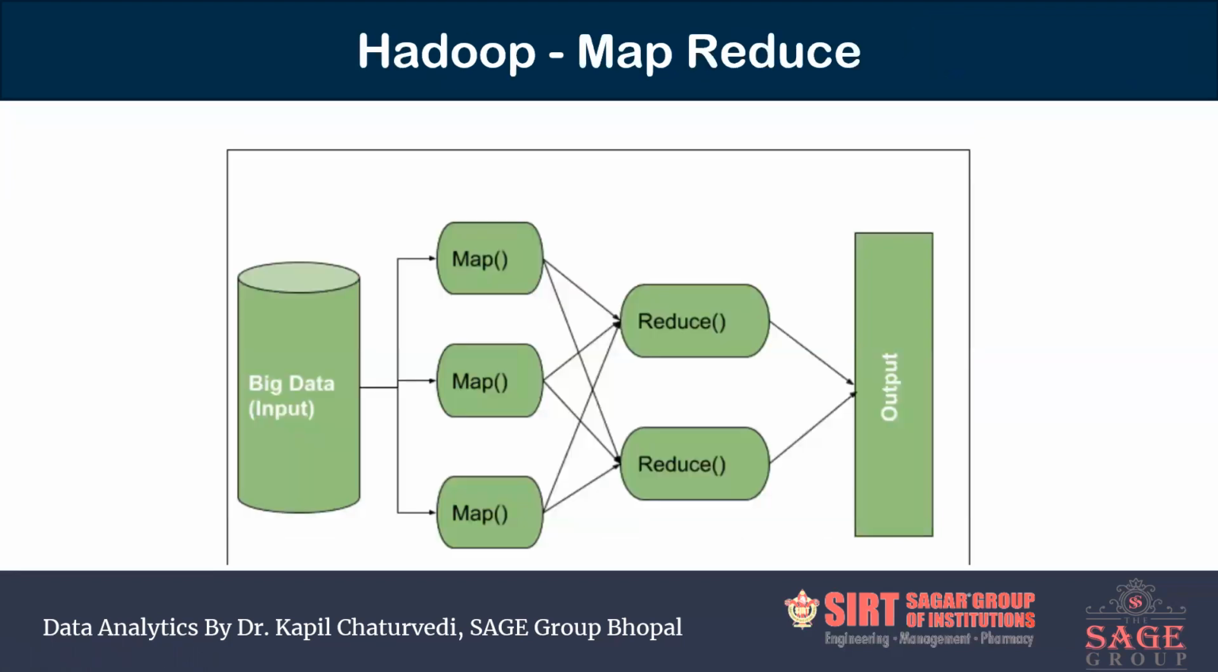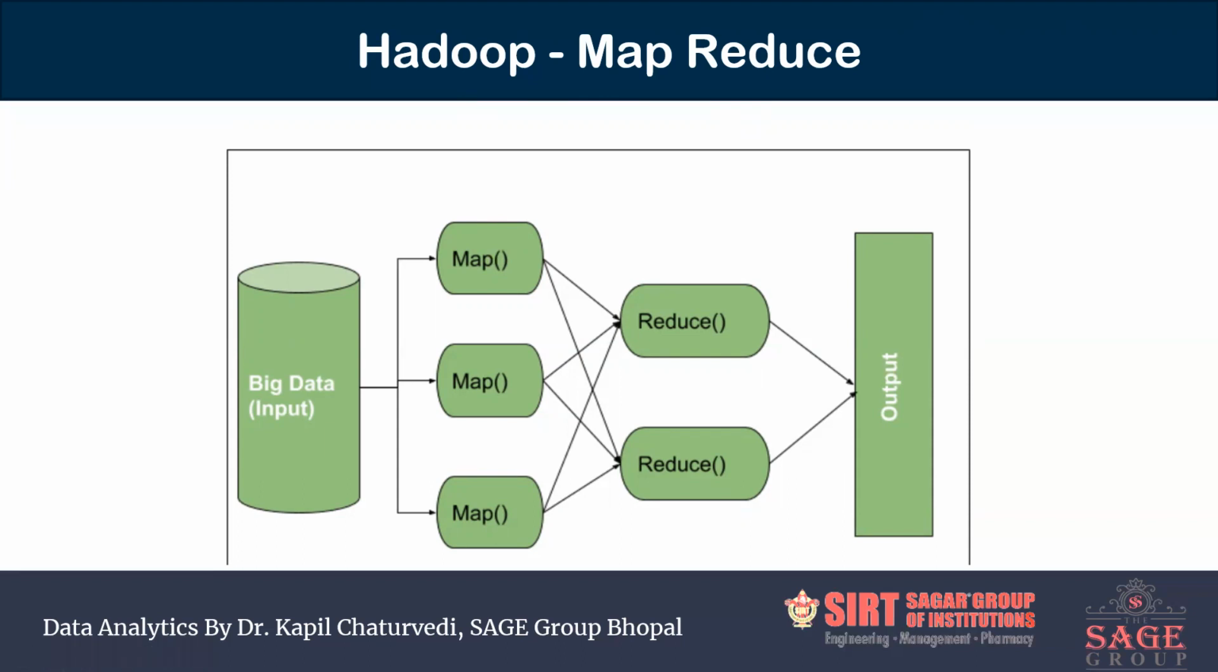Now the next part of Hadoop is MapReduce. So how does MapReduce work? It majorly works in two steps: mapping and reducing. So we have big data, and we have to find out the output. If we are adopting the concept of MapReduce, then we first map the data, then we reduce the data, and we find out the output.